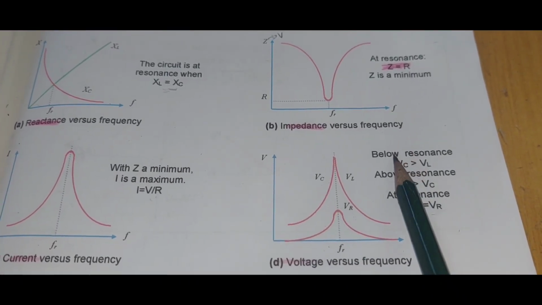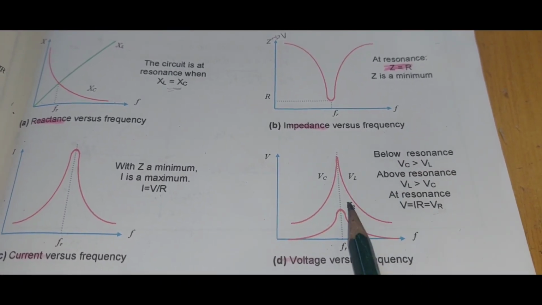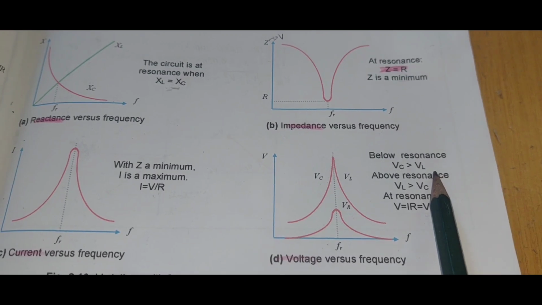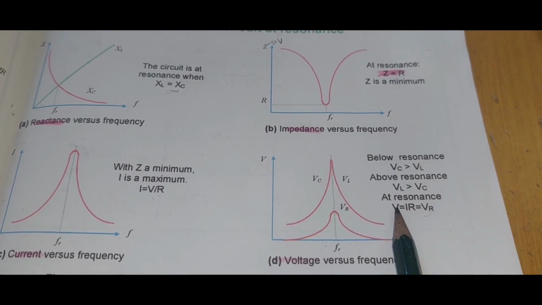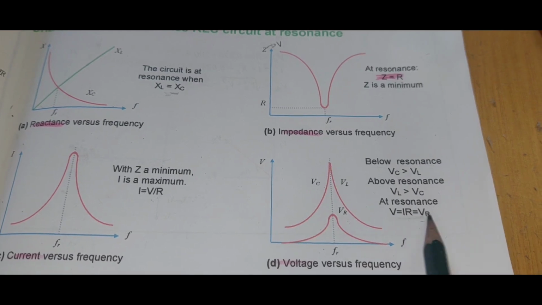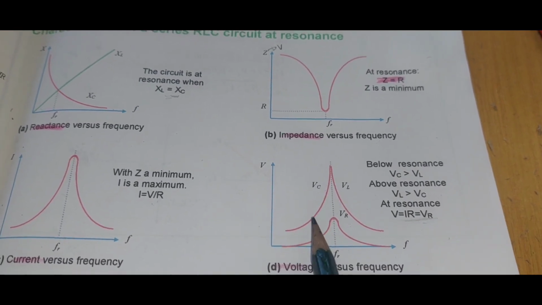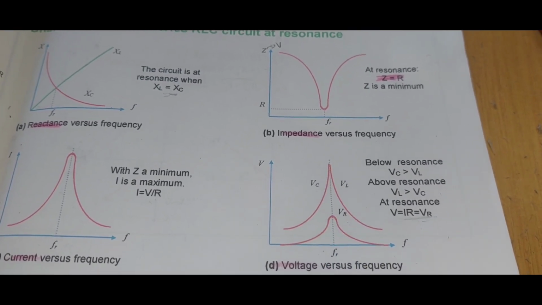And this is the voltage versus frequency graph, in which below resonance the voltage of the capacitor will be greater and above resonance the inductor's will be greater, and at resonance they are equal. This is how you will draw the graph.